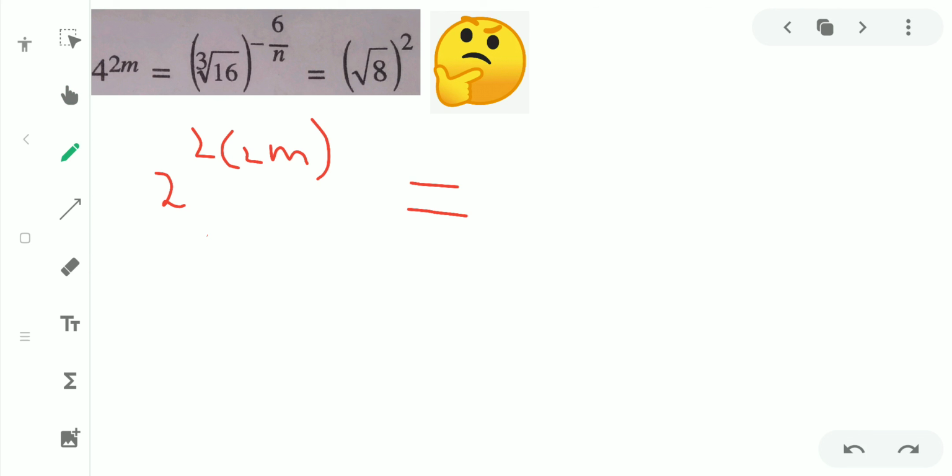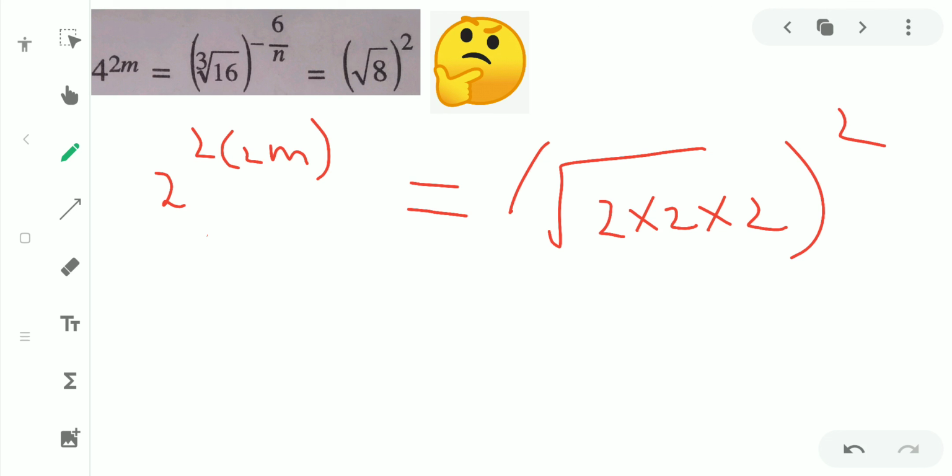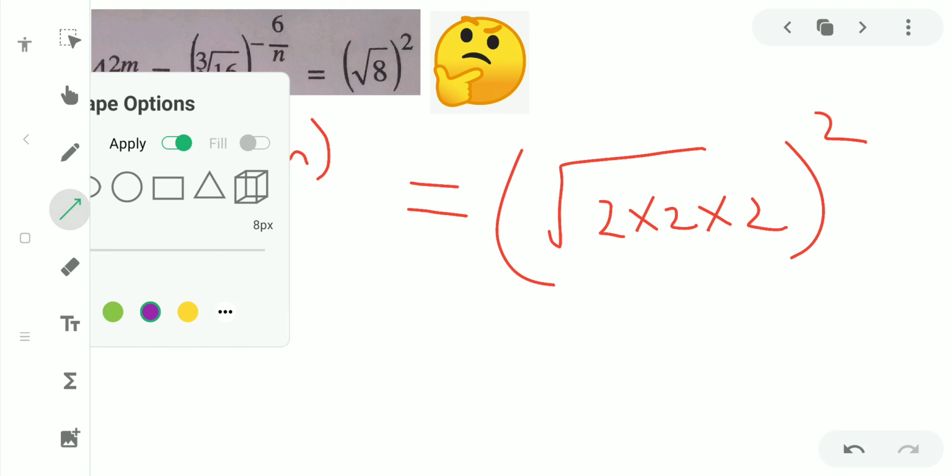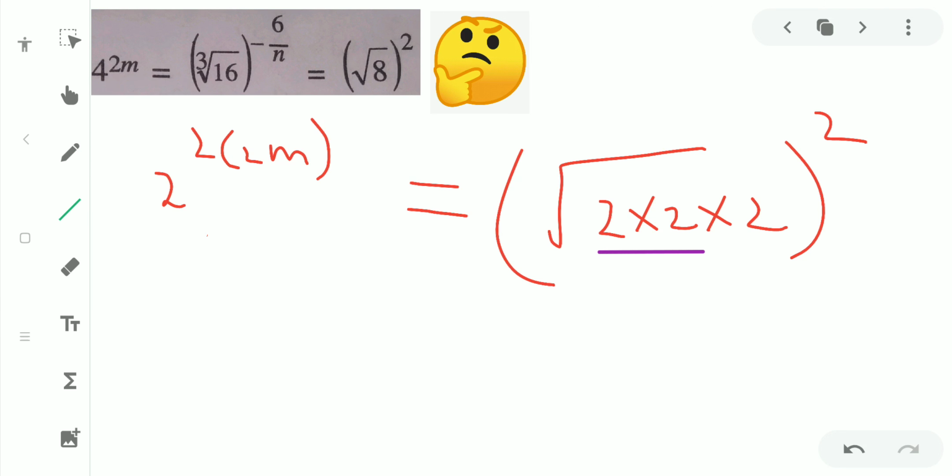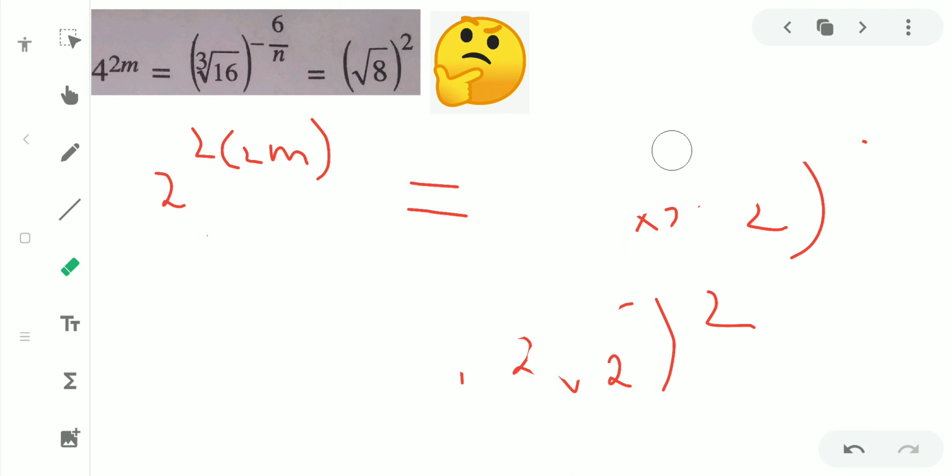2 power 2, whole power 2m is equal to root of 8. Square root of 8 is nothing but root over 2 multiplied with 2 multiplied with 2, whole square. Now I can take one pair of 2 outside. I will get 2 root 2 whole square, but this will be a confusing one.